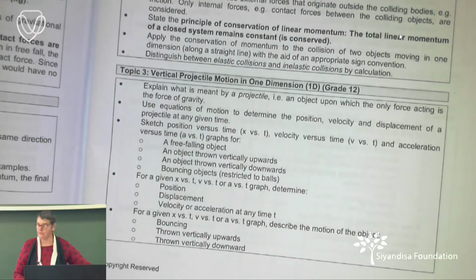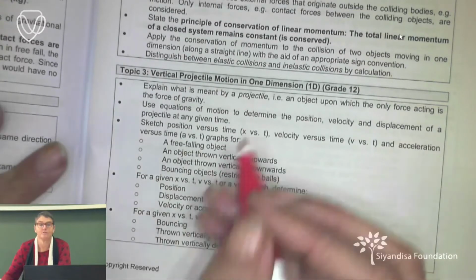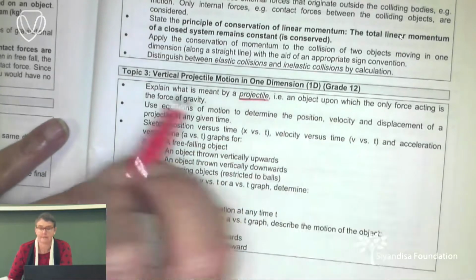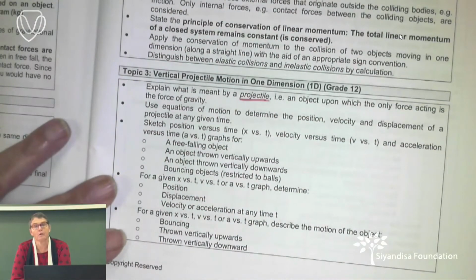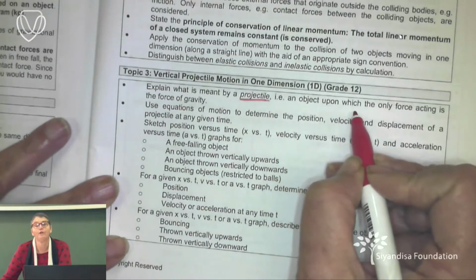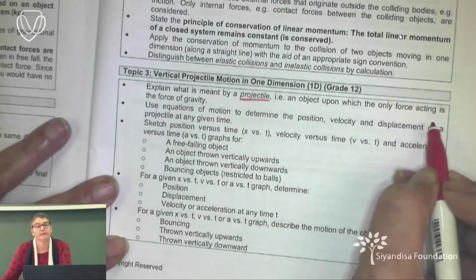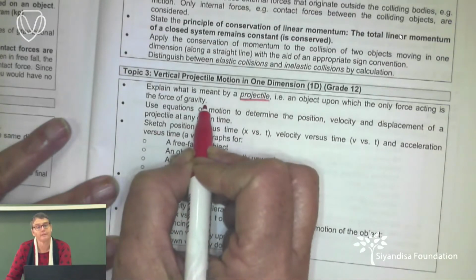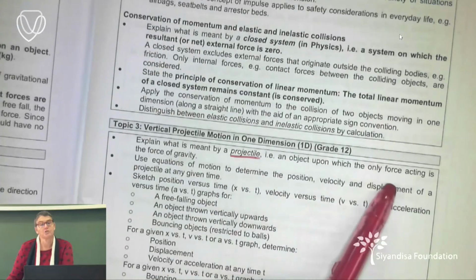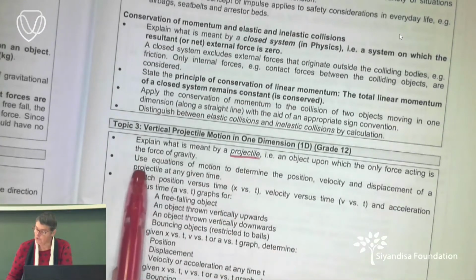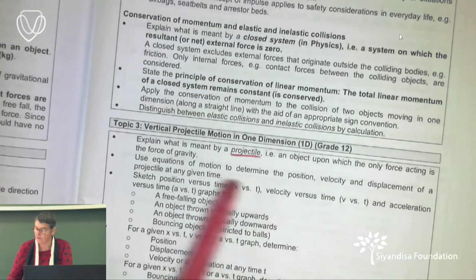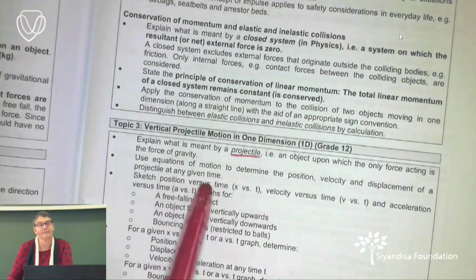One of the first things that we must know is what a projectile is, and a lot of people don't know what it is. A projectile is an object upon which the only force acting is the force of gravity. So it's important that you know the definition of a projectile, and then you must use the equations of motion to determine the position, velocity, and displacement of a projectile at any given time.